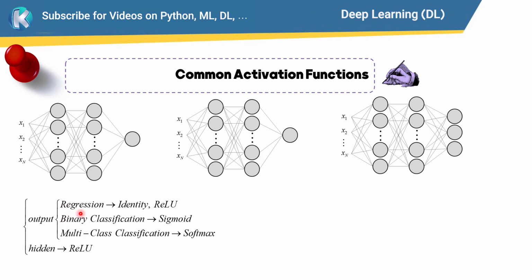And now in order to summarize what we have discussed, you can see for the output layer, if the problem is a regression problem, we can use the identity activation function or the ReLU activation function based on the problem. And if we have a binary classification problem, we can use the sigmoid activation function. And if we have a multi-class classification problem, we should use the softmax activation function. And for the hidden layers, we usually use the ReLU activation function.